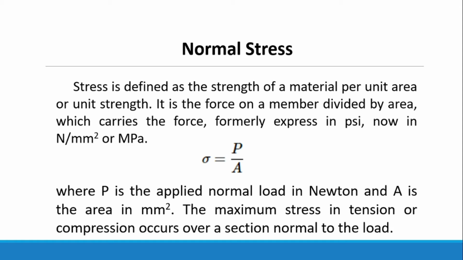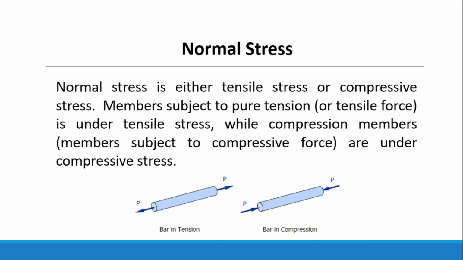And the formula for normal stress, sigma, is equivalent to P over A, where P is the applied normal load in Newton and A is the area in millimeter square, or the cross-section area of the material. The maximum stress in tension or compression occurs over a section that is normal to the load. Normal stress is either tensile stress or compressive stress.